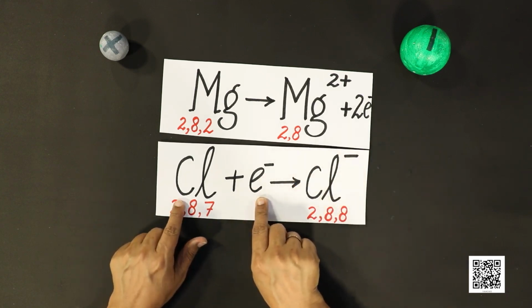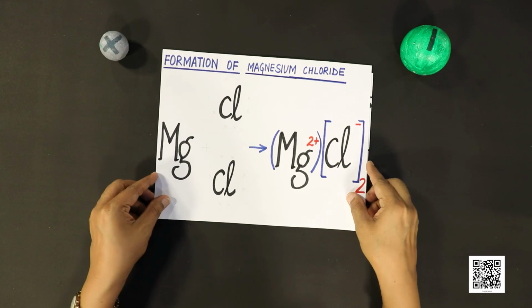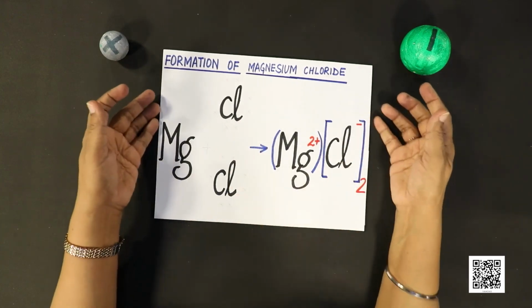So here is a worksheet for you, in which I have given you a small hint that yes, this is the magnesium ion, and this magnesium ion, I haven't drawn the electrons here, and these are 2 chloride ions.